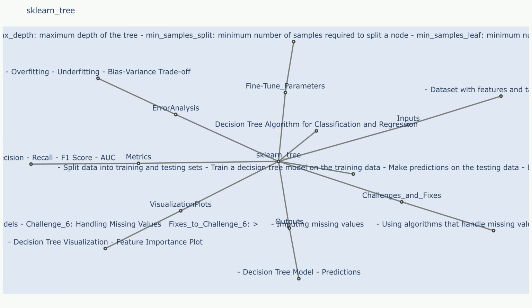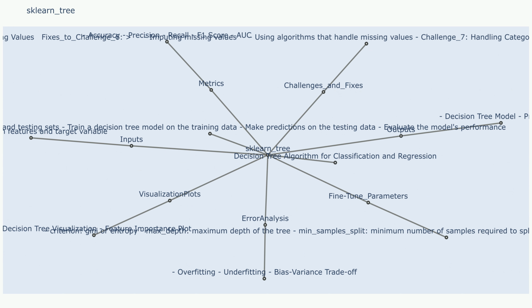Steps. Data preparation: this involves cleaning and pre-processing the data, including handling missing values, transforming categorical features, and scaling numerical features. Tree construction: the algorithm recursively splits the data into subsets based on the feature that best separates the instances into different classes or values of the target variable. This process continues until the leaves of the tree are reached, which represent the final predictions. Pruning: to prevent overfitting, the tree is often pruned by removing branches that do not improve the model's performance on a validation set.